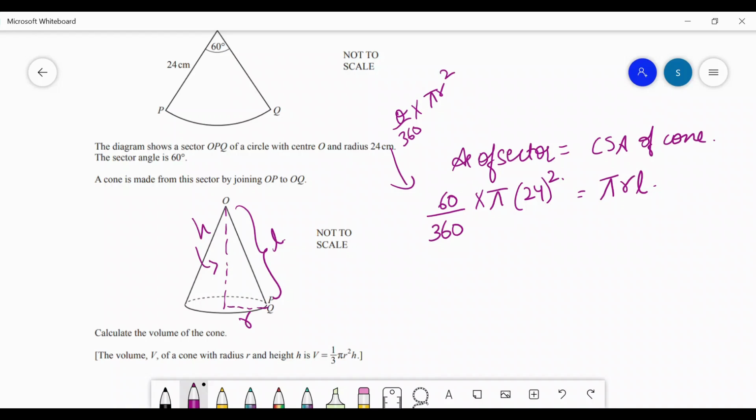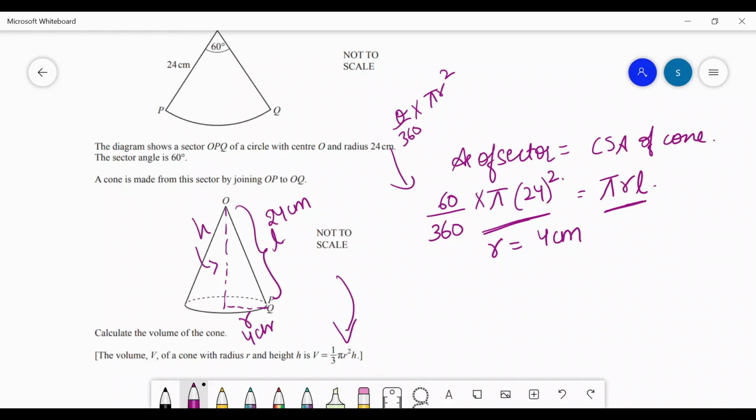So here, when we solve this, we get r equal to 4 centimeters when you solve the equation. Now we know r and we know L, because L is 24 centimeters. L is basically the radius of the sector, right? So this is 24 centimeters. We know r to be 4 centimeters. We just need the height, because the question is to find the volume of the cone. For that, we need the height.